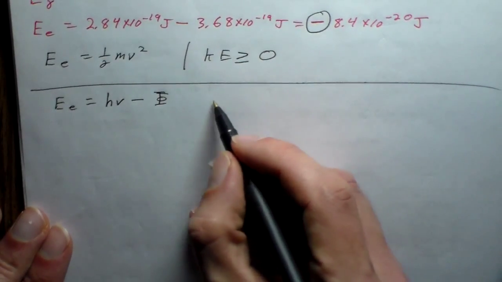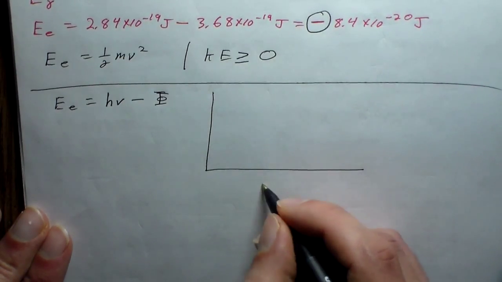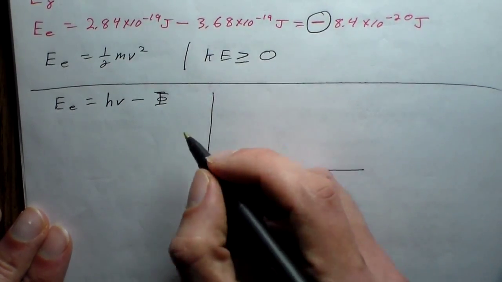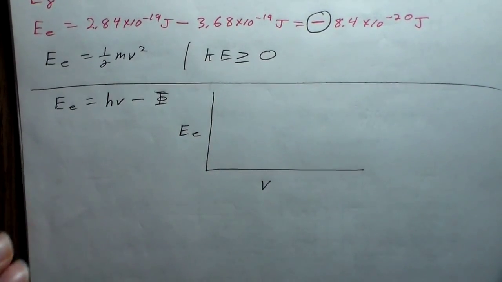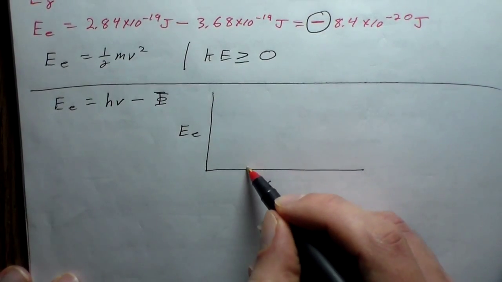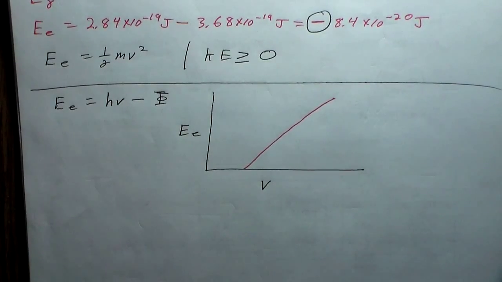And essentially what you can do is, if you look at this, this is simply going to be a graph here. So this would be the frequency of my light, and this would be the energy of your electrons coming off. And what you would get in this case would be something along these lines. Basically a nice straight line like this.